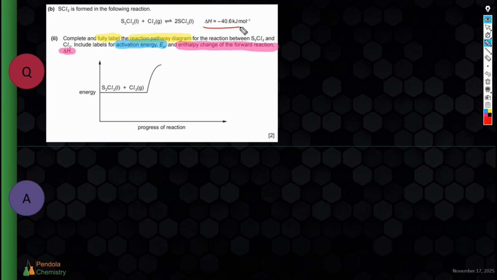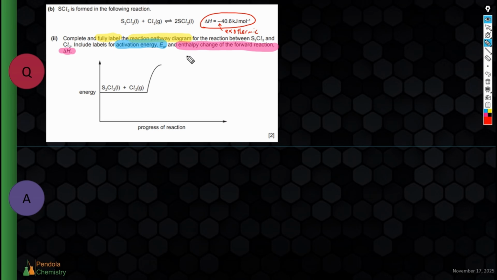Up here, we see we have delta H is equal to negative 40.6. That negative means we have an exothermic reaction. And that's very important because, as we saw earlier, there's a difference between an exothermic and an endothermic reaction. In an exothermic reaction, the products are going to be lower than the reactants, whereas in an endothermic reaction, the products are higher than the reactants.